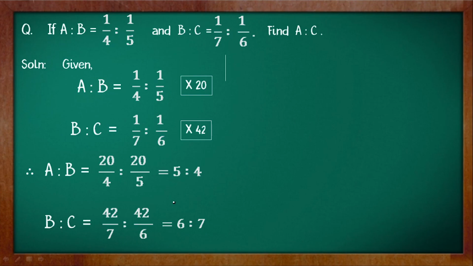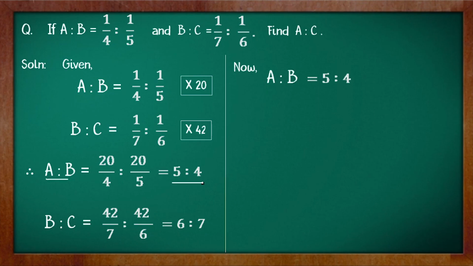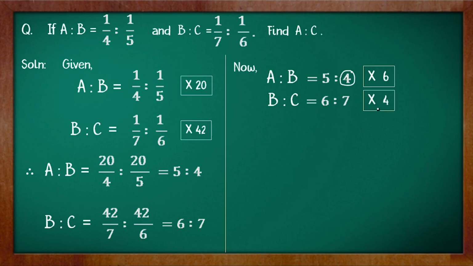Now we have A is to B as a whole number ratio. A is to B is equal to 5 is to 4 and B is to C is equal to 6 is to 7. Now we see that we have a common term here, that is B. So we'll try to make these two numbers, that is 4 and 6, the same. To do that, we'll multiply the first ratio with 6 and the second ratio with 4. So that is what we are going to do.